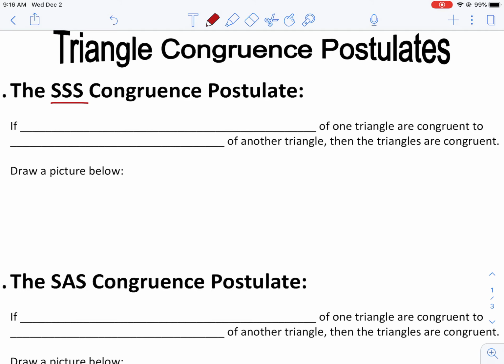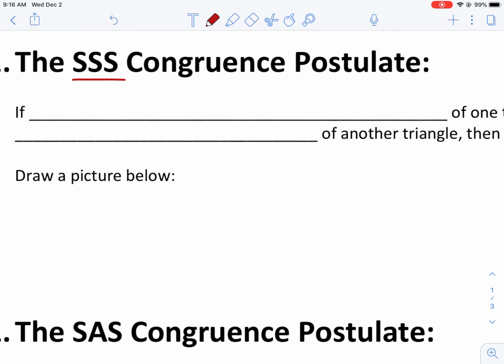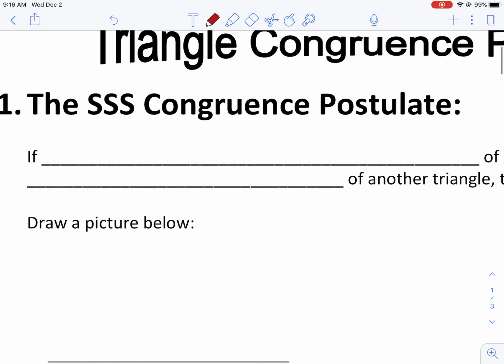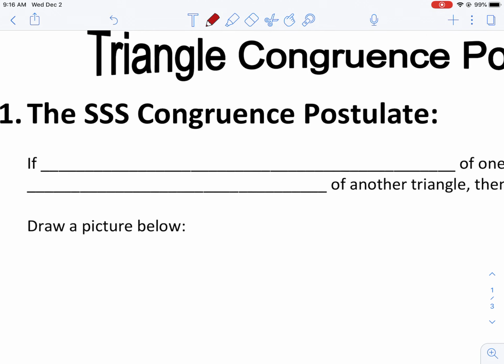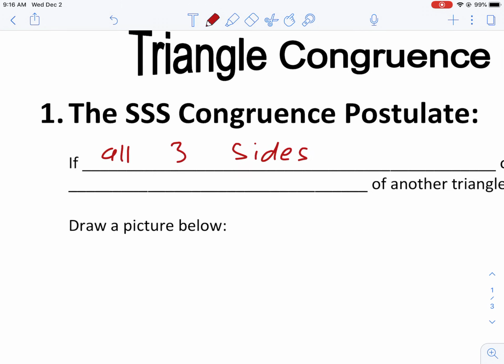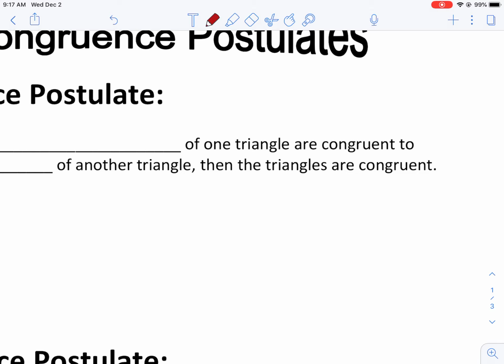The first one is SSS. So these postulates are abbreviated, okay? S stands for side and A stands for angle. So this is the side, side, side congruence postulate. So it says if all three sides of one triangle are congruent to all three sides of another triangle, then the triangles are congruent.